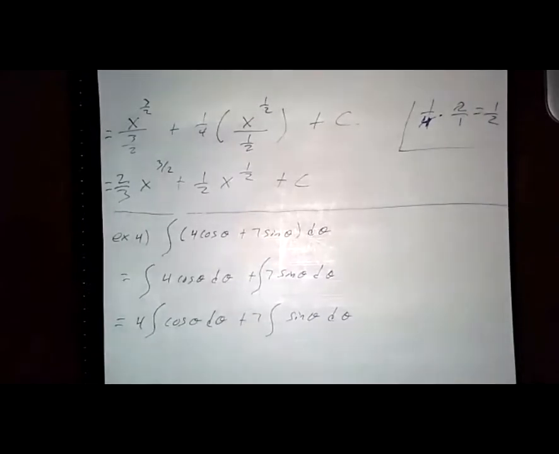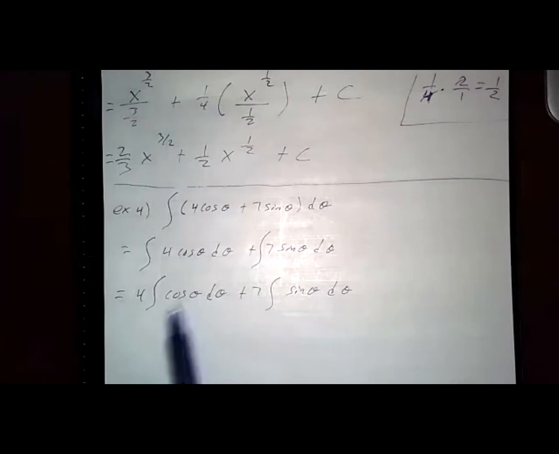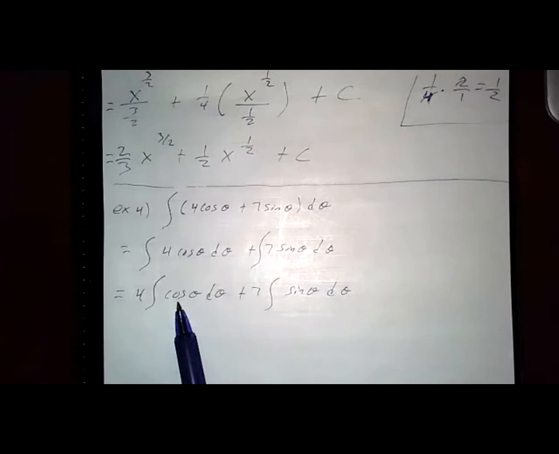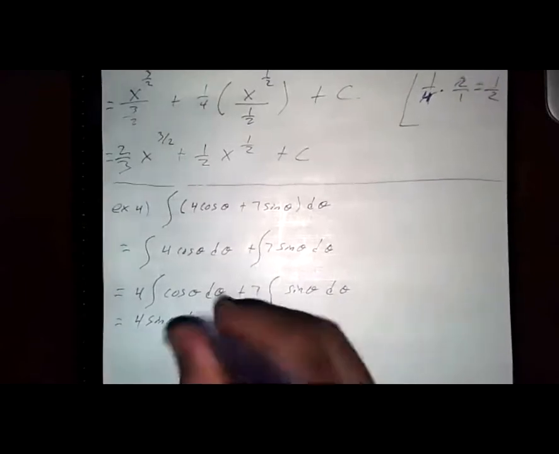So now you have to think backwards here. What's the derivative of sine? Cosine, right? So if I undo the derivative, what should this answer be if I go backwards? Sine, right? Because the derivative of sine is cosine, so the antiderivative would be sine. So this answer would be 4 sine theta, right? No more d theta.